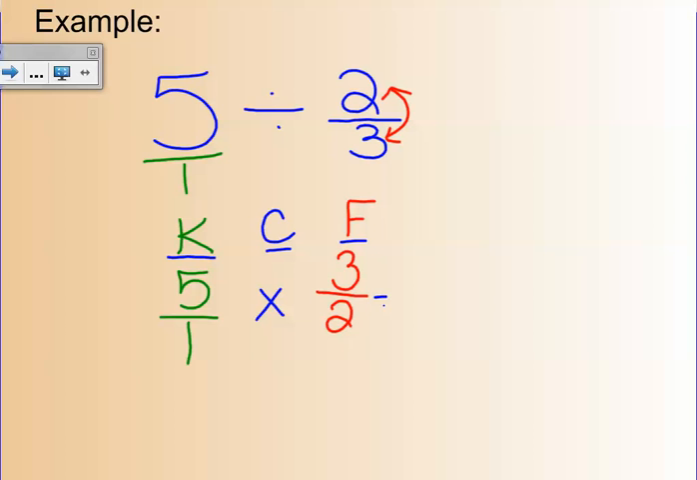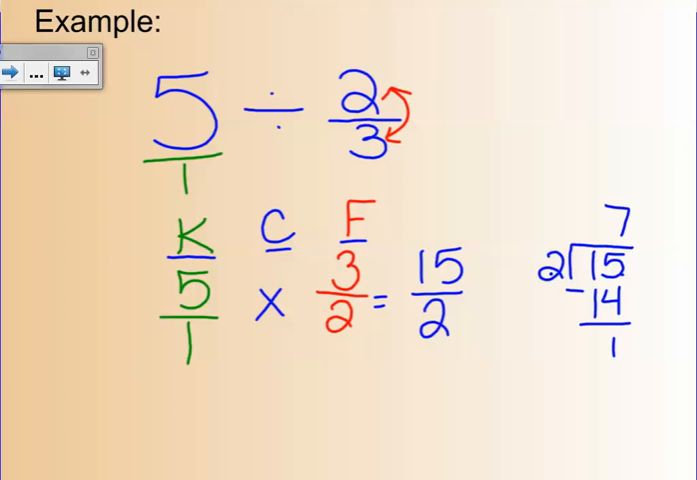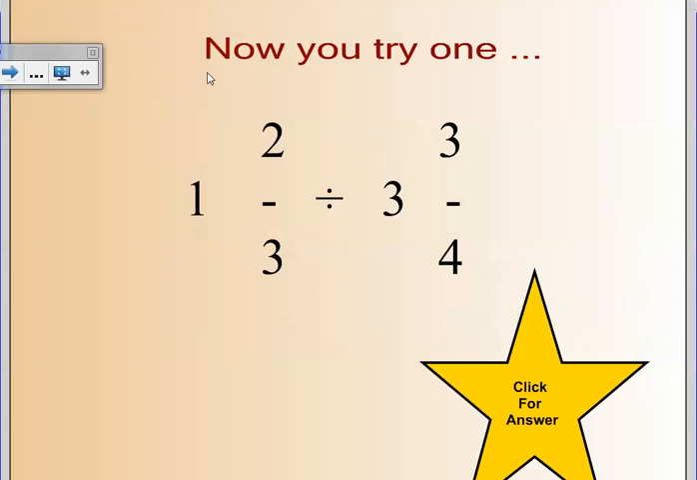From here, I'm doing a problem just like I did yesterday. So 5 times 3 is 15, and 1 times 2 is 2. Do you think I want an improper fraction for an answer? Of course not. So how many times can 2 go into 15? 7. How many are left over? 1. So I get 7 and 1/2 for my final answer. So again, what I'm doing is I'm just changing my division problem into a multiplication problem. Let's try a harder one now.